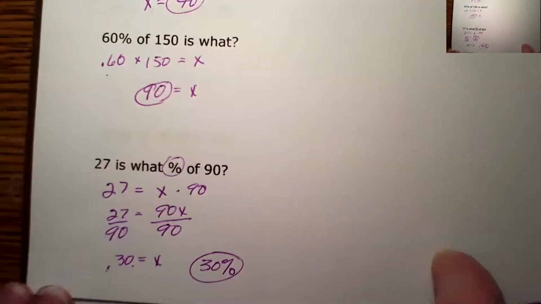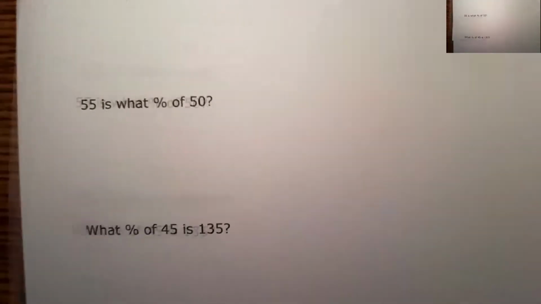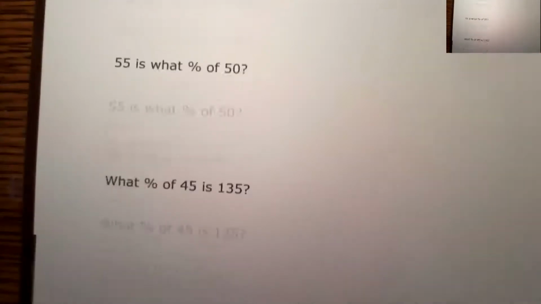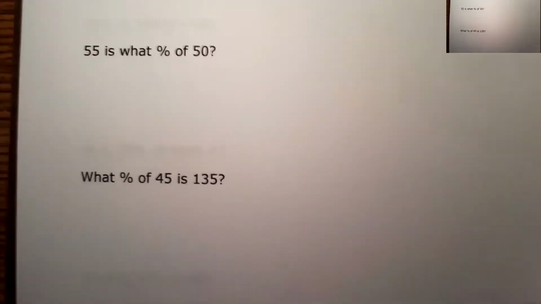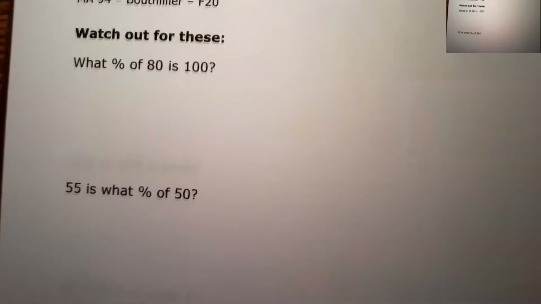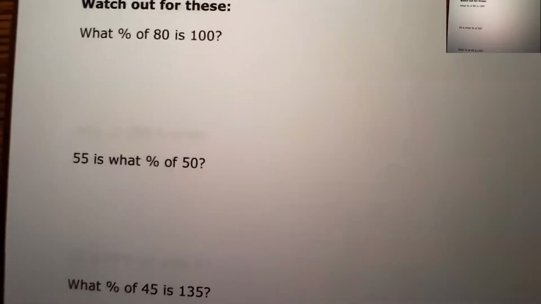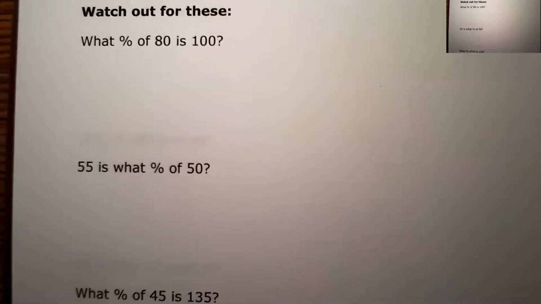There are several pages of this in Blackboard if you want to print those out and practice them. I will put the answers for all of them in Blackboard so you can check them. But I want you to look at a couple problems that are a little bit different because of the way they turn out. So I say watch out for these because these are ones that throw people because we end up dealing with something that's more than 100%. It still works the same.